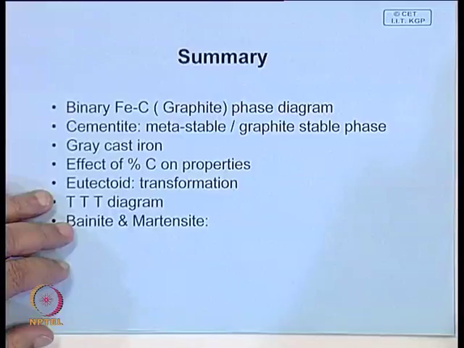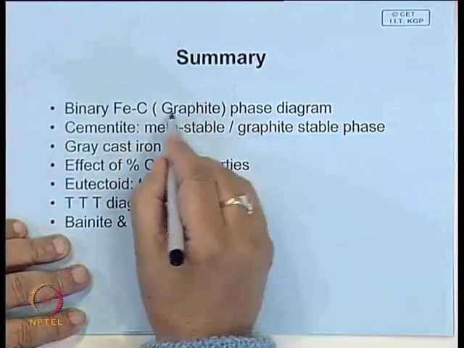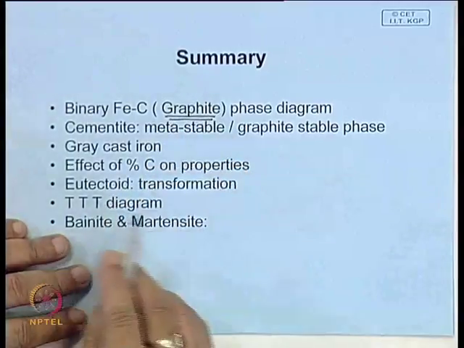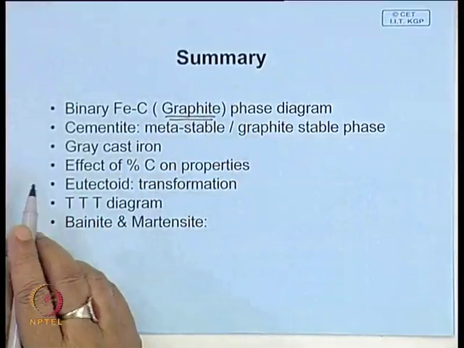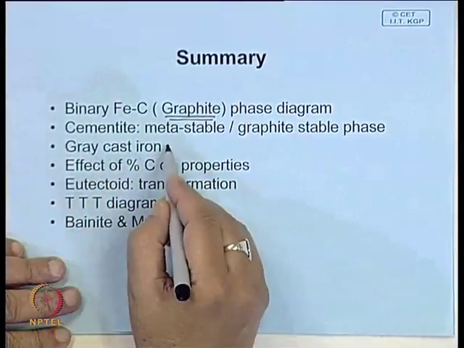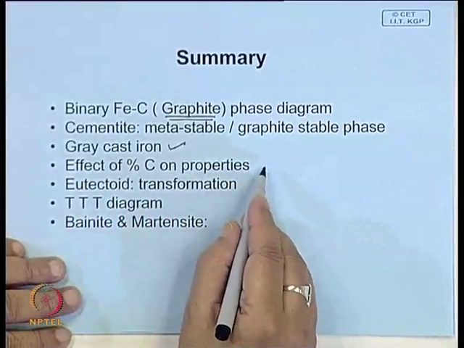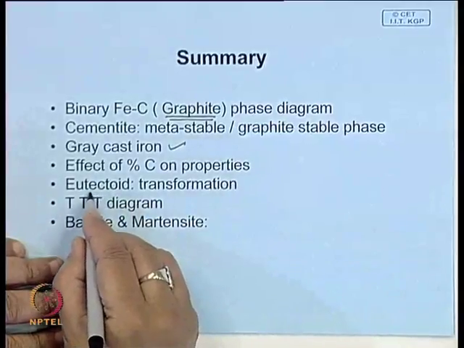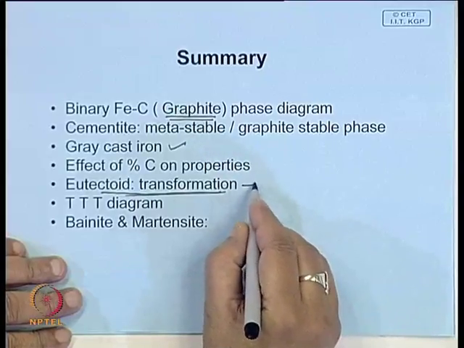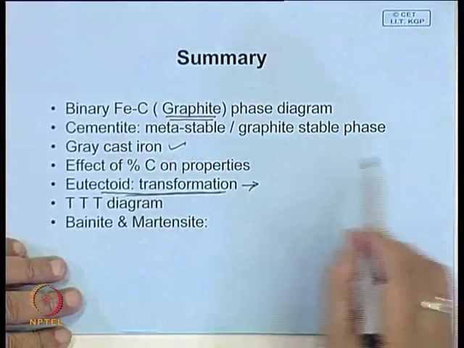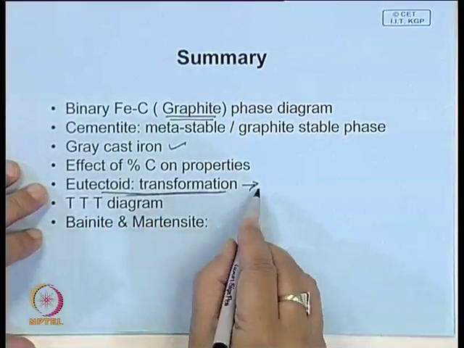To sum up, in these two lectures today we looked at the iron carbon phase diagram, and we have seen how the diagram is modified if a stable graphite phase forms in the structure. We looked at gray cast iron. We looked at the effect of carbon on properties of iron carbon alloys. We looked at the eutectoid transformation, a qualitative explanation of it, and the importance of temperature in determining the microstructure of the transformation product.